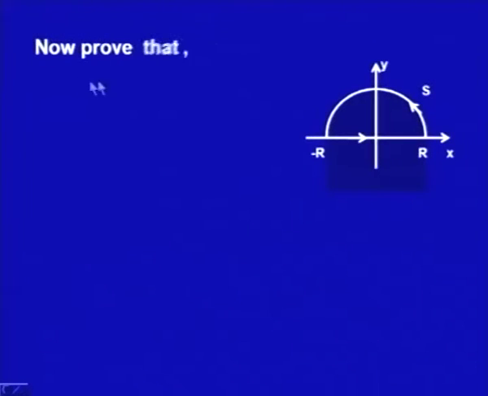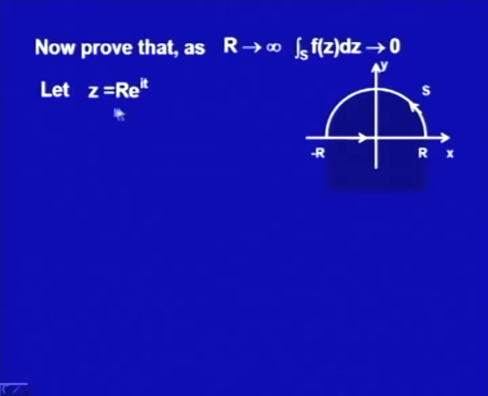We want to show that as r is approaching infinity, the integral along the contour S of f(z) dz is approaching 0. S is my semicircle in the upper half plane. Now, since we are talking about this semicircle, we want minus infinity to plus infinity, so the parametric representation of this semicircle would be r e to the power i t, where t is ranging from 0 to pi.